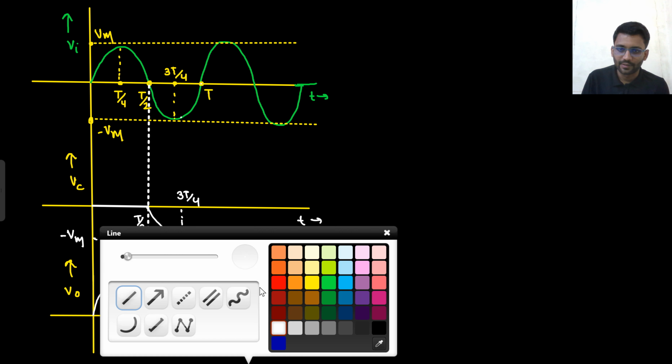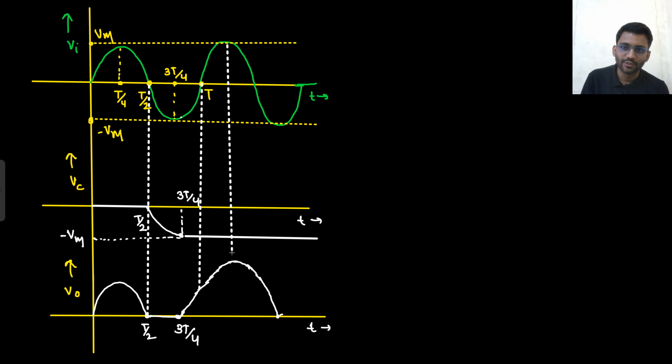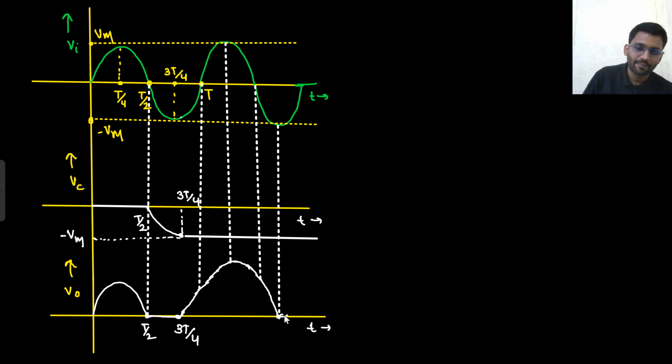So let's make those points. This is 5 volt, this is 10 volt, or we should say 2 Vm. When input is Vm, it will be 2 Vm. And when it is minus Vm, it is 0. Right? And when this is 0, it will be Vm again. So like this, the waveform will get repeated. It will keep on repeating like this.